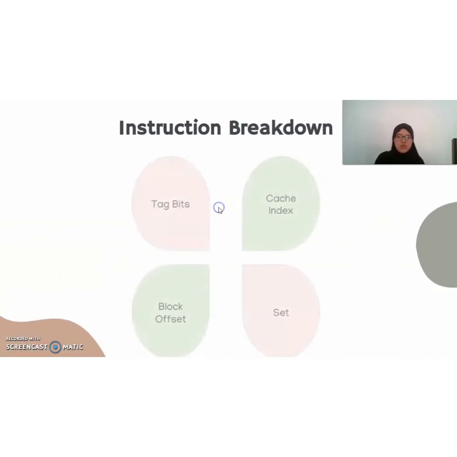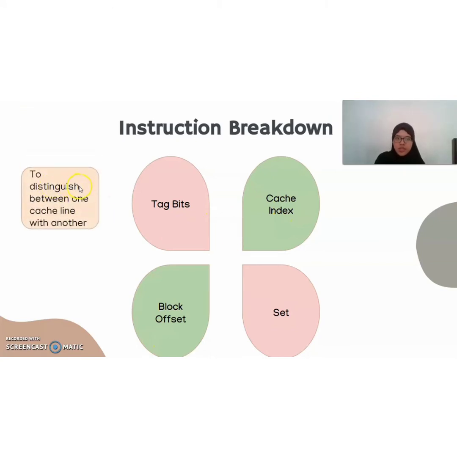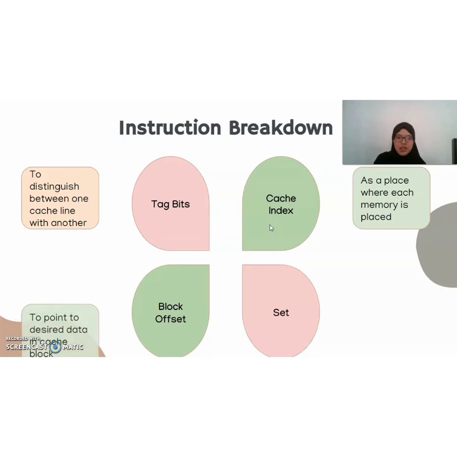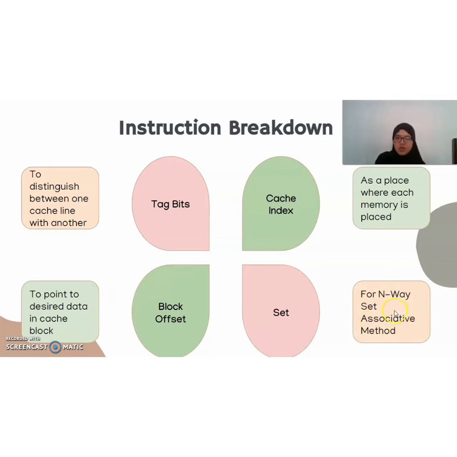For instruction breakdown, there are four things that we have to keep in mind: tag bits, cache index, block offset, and set. Tag bits are used to distinguish one cache line from another, while cache index is the place where each memory block is placed. Block offset points to the desired data in the cache block, while set is used to differentiate between the types of sets for the n-way set associative method.